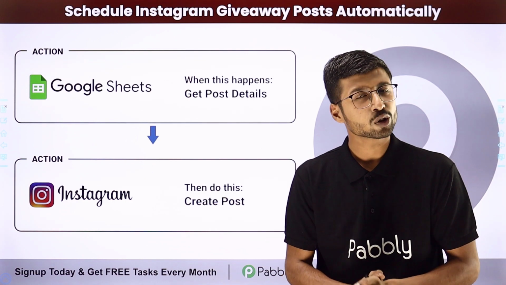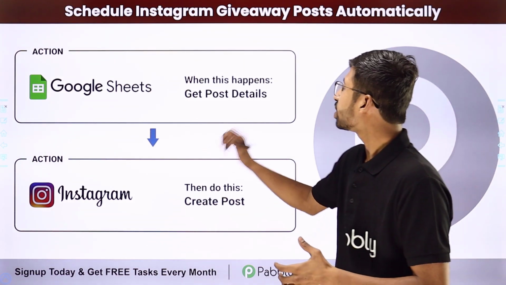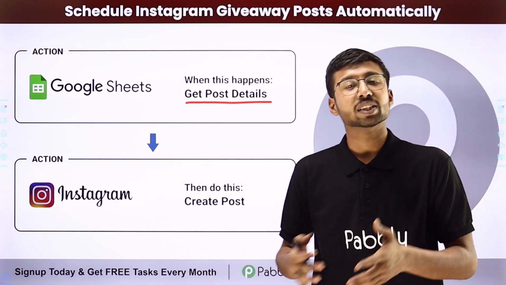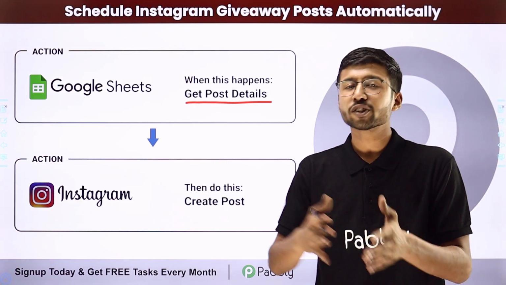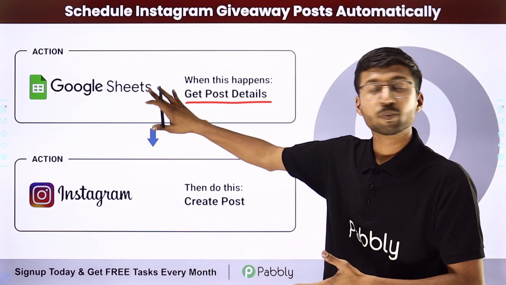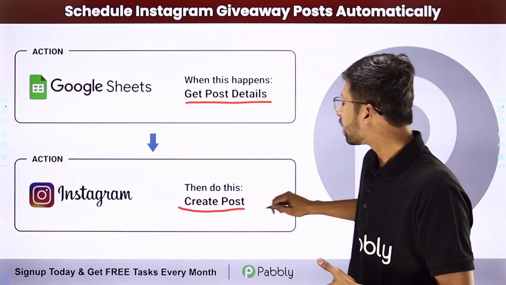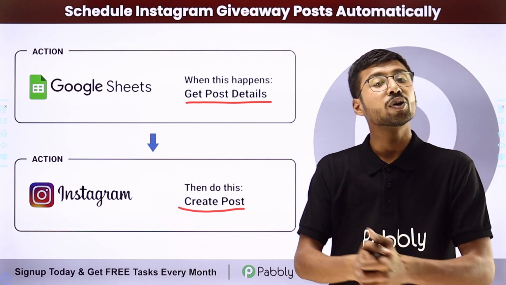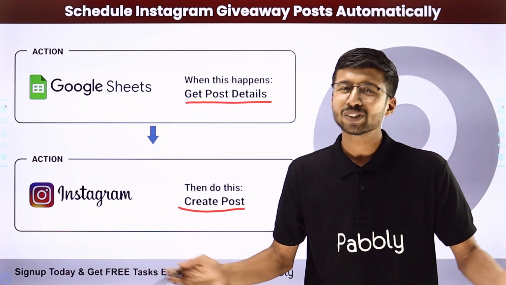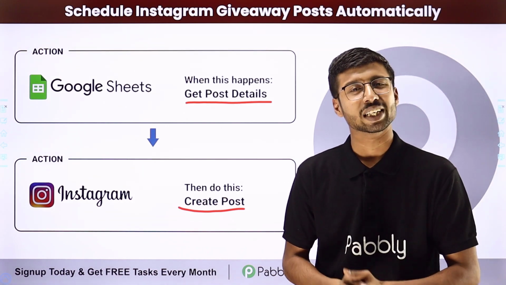And how can you set up this automation? In this automation, we just have to add the details of the post into a Google Sheet. On a regular interval of your choice, this automation workflow will be executed, get the details of the giveaway post from Google Sheets, and then automatically use those details to create a post on Instagram. Now, how can you set up this automation? To know this, you have to come with me to my screen.